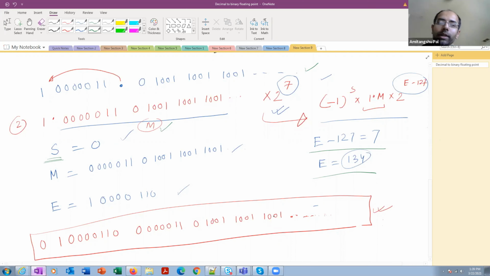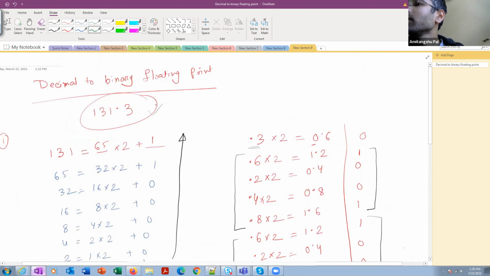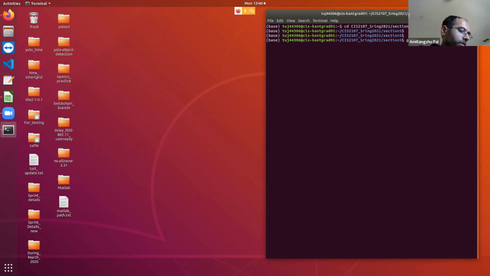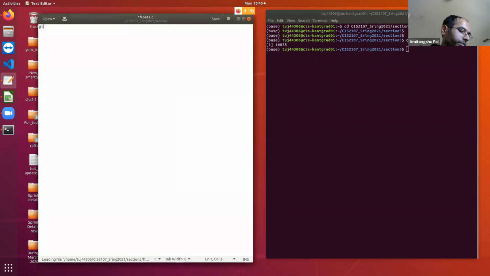So we have done enough of mathematics. Let's write a program that is going to take this floating point number 131.3, and then let's see how we can convert it to binary using C programming. Let's call it floats.c. So here I have a floating point number, float f equal to 131.3, and I want to convert it to binary.